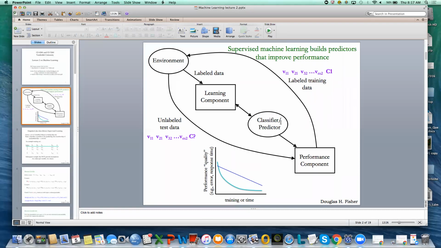When the predictor is making predictions exclusively about qualitative attributes, we call it a classifier. A predictor is more general, that includes both qualitative and quantitative predictions. So if our machine learning system is actually a regression system, and the book talks about those, linear regression for example, making a prediction along a continuous dimension, then we would call it more generally a predictor. But we're going to be concentrating on classifiers, and have been since Tuesday.